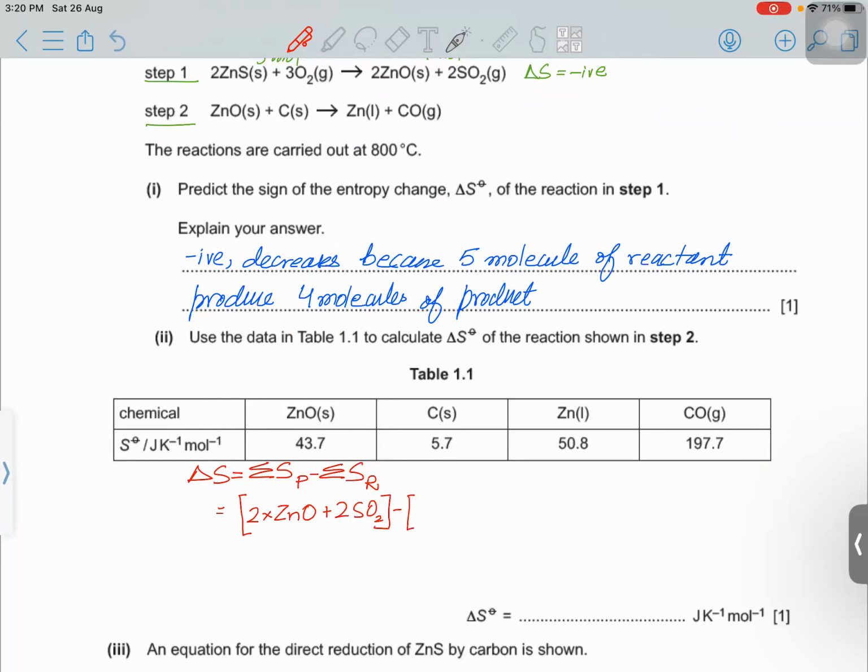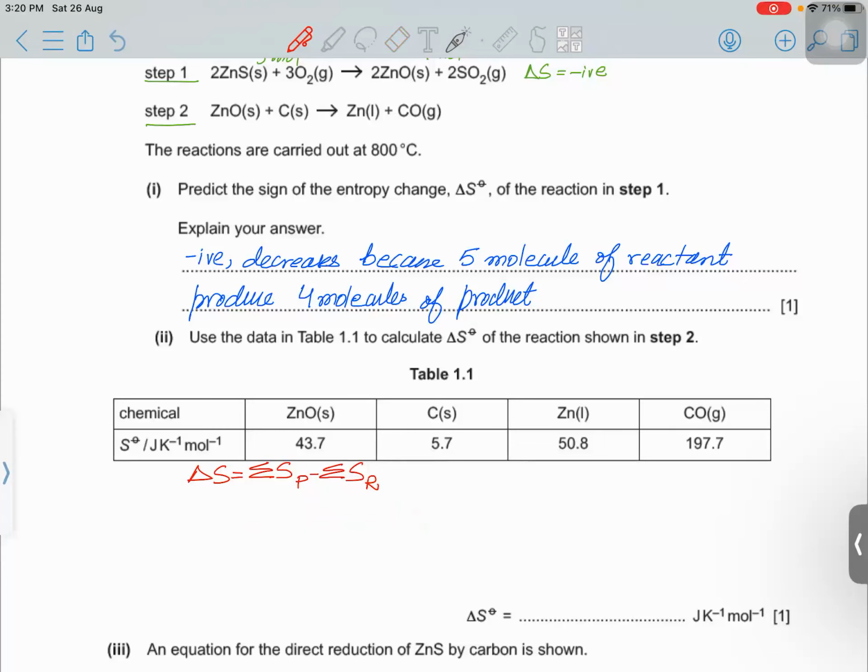Sir, they're asking for part 2, step 2. Use the data in table 1.1. Oh, very good. MashaAllah. Very good.